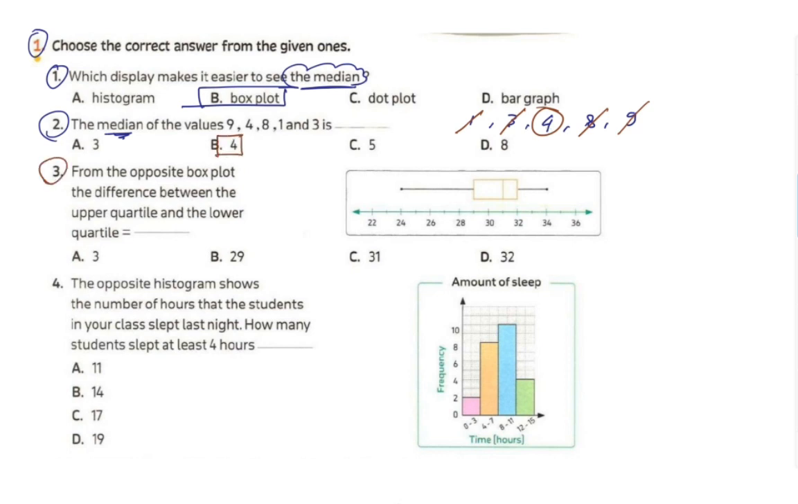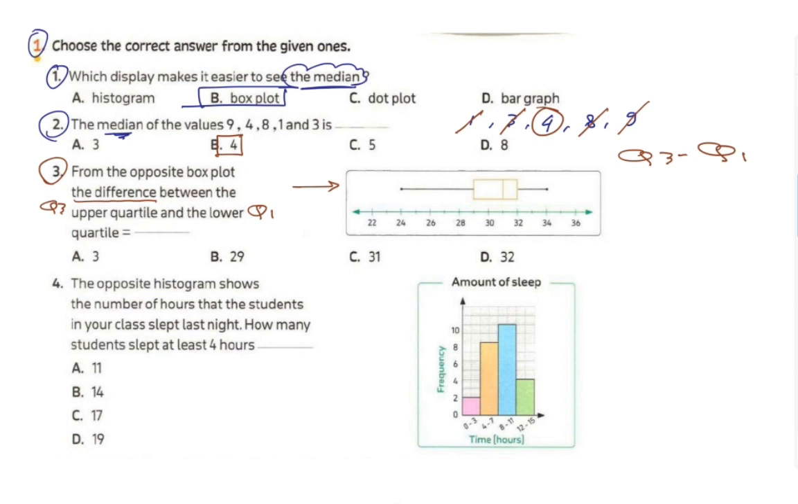Question 3. From the opposite box plot, we have here a box plot. He asked us about the difference between the upper quartile, that means Q3, and the lower quartile Q1. He needs to find the difference between Q3 and Q1. Of course, Q3 is greater than Q1. Now he needs us to find Q3 minus Q1. Where is Q1 and Q3?